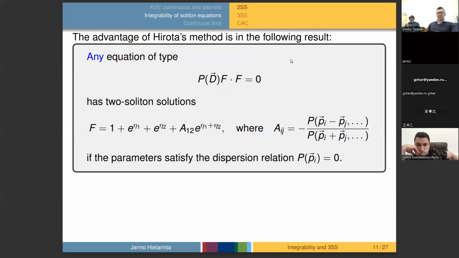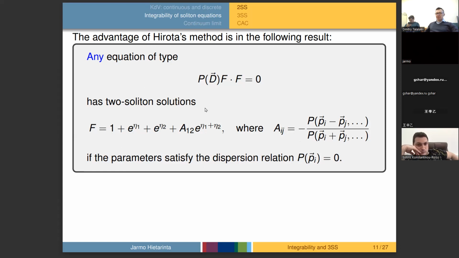But now this is the interesting thing that in Hirota's method, any equation of this particular form, P can be any polynomial, has two soliton solutions of this form, where the only condition here is that, in addition to the dispersion relation, this sort of phase factor is given by this polynomial in a certain way. So any equation has two soliton solutions.